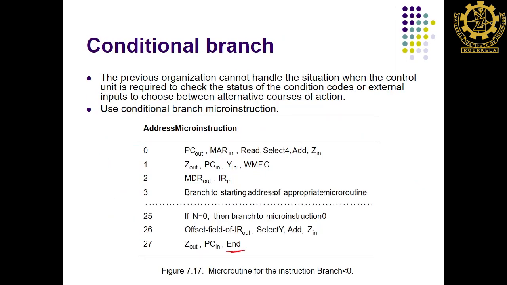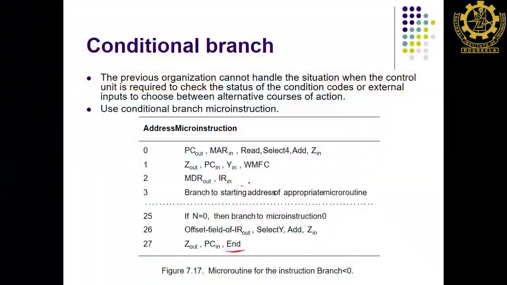Now, if there is a branch instruction, its life is not so smooth, because a jump instruction means the program counter value changes, as we have seen earlier. So, here also something will happen. The program is executing with micro instructions getting executed, and that will change. So, then what will happen?